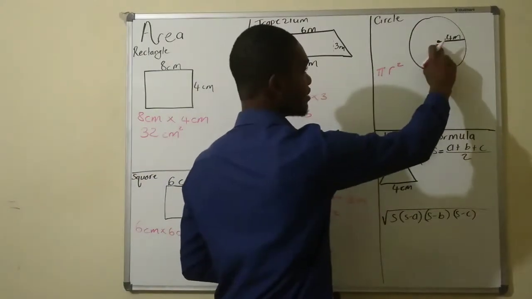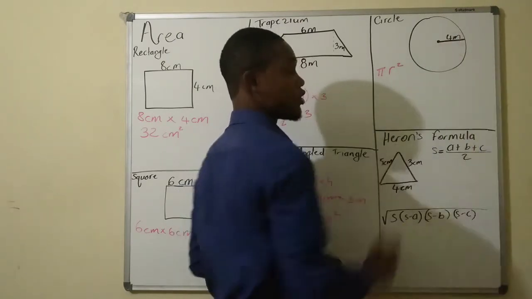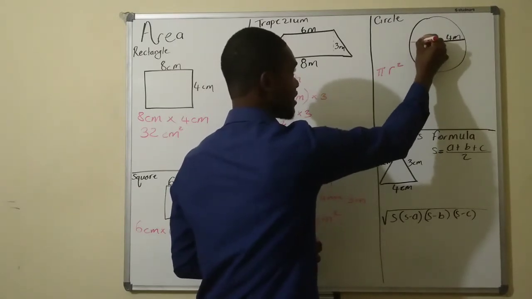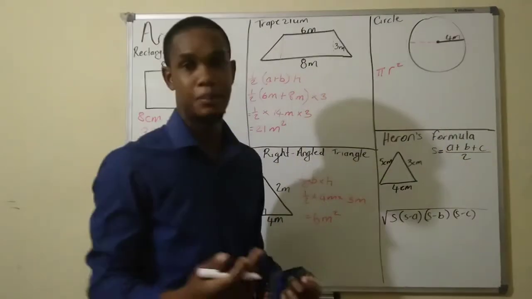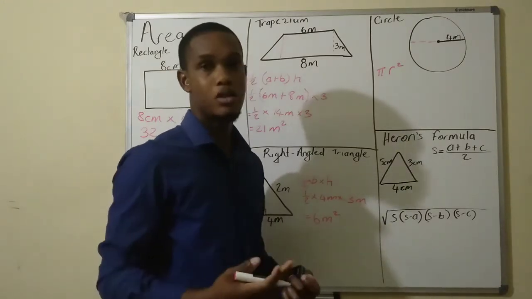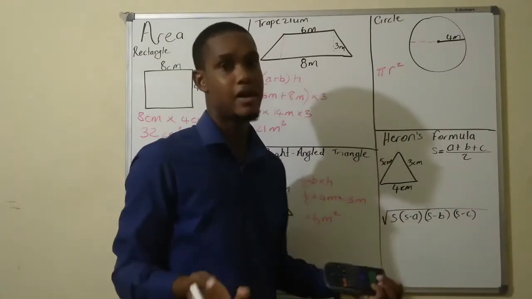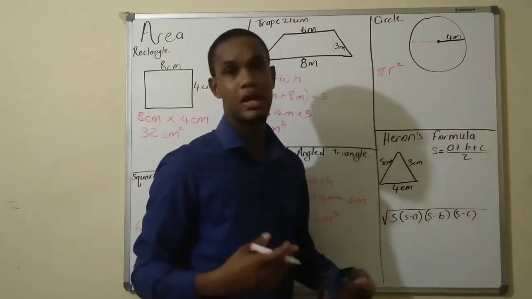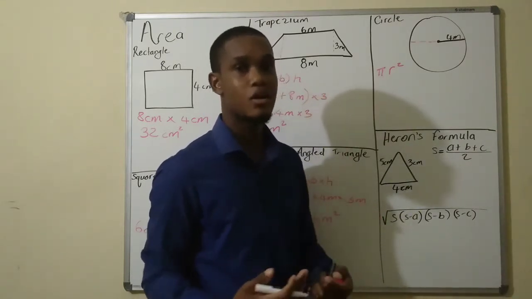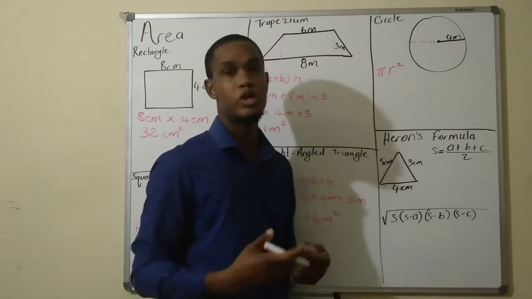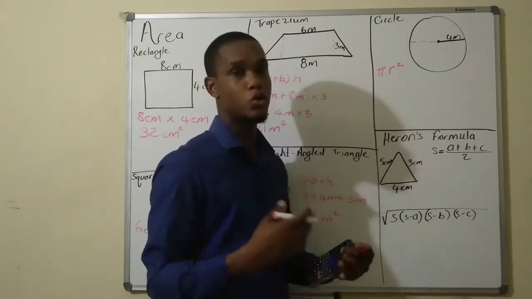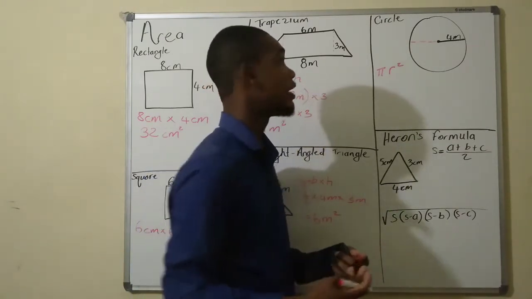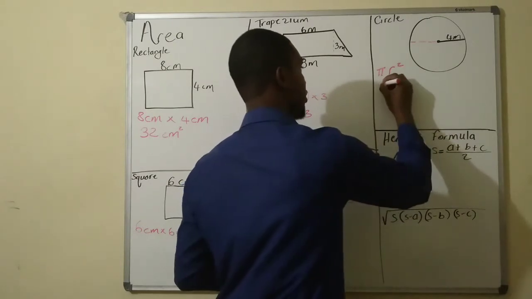The radius is always the line from the center to the circumference. If in a question you're not given the radius, but you're given the diameter, which is the distance across the circle that passes through the center, the only thing you need to do in order to find your radius is to divide that diameter by 2 and you'll get your radius. As for pi, most times you are given what it is, but if you're not given the value of pi, you can decide which one you want to work with. If you want to work with 3.14, 3.142, or 22 over 7, you can decide. In this case, I'm going to just use 3.14.